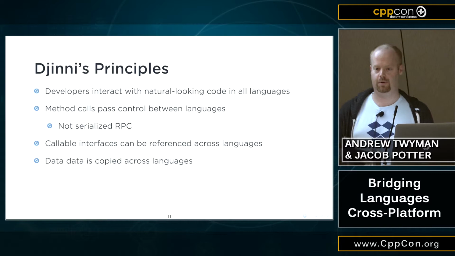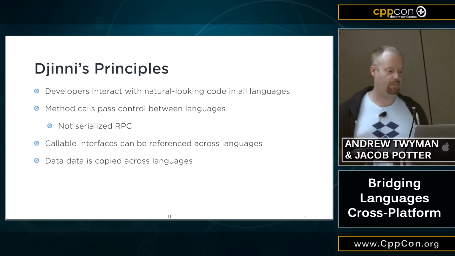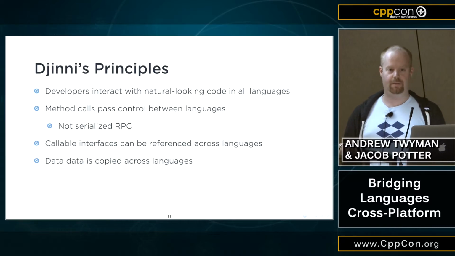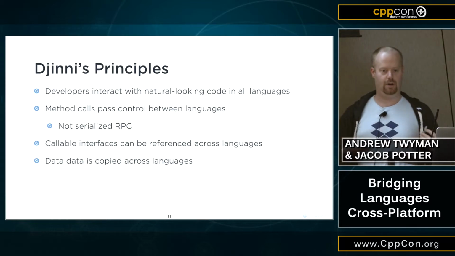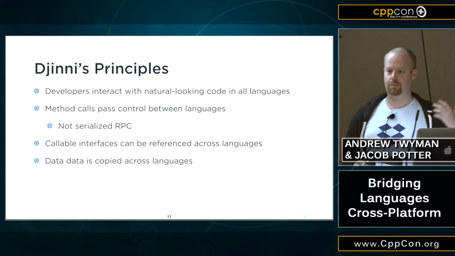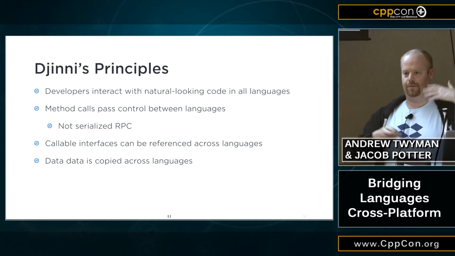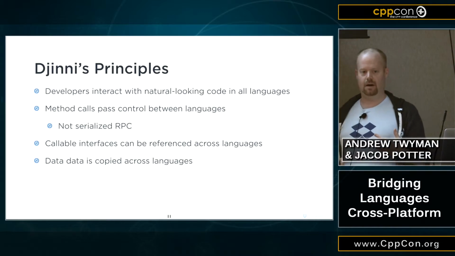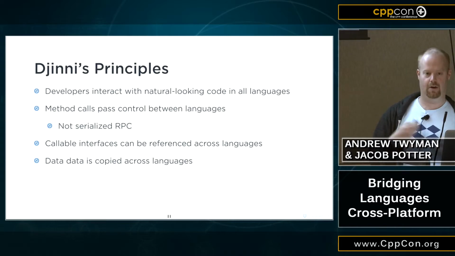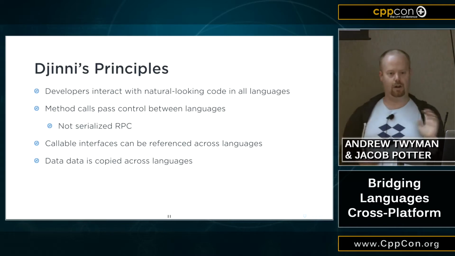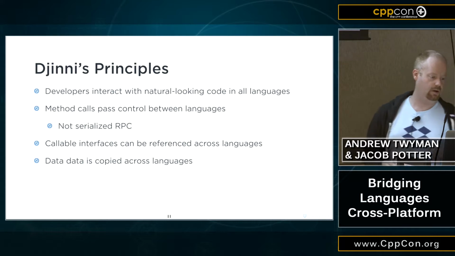these are the basic principles that we're following. One very important one is that we want developers to be able to interact with natural-looking code in whatever language they're using. If you're making a call from Java that happens to be implemented in C++, that doesn't mean you should follow some arcane syntax or know about JNI or anything like that. We want you to just make a method call as if it was a Java object and have things work.